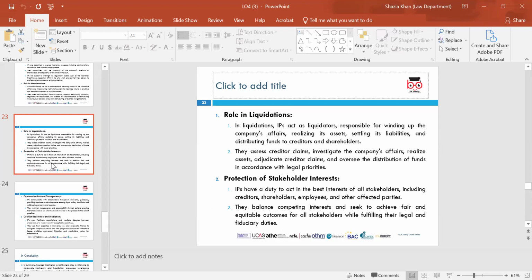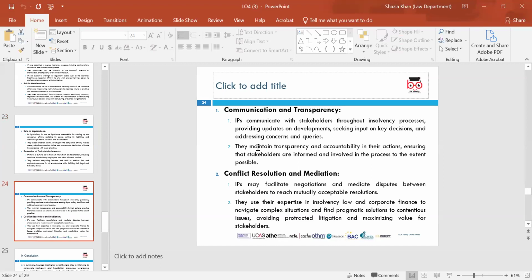The protection of stakeholder interests. IPs have a duty to act in the best interest of all stakeholders, including creditors, shareholders, employees, and other affected parties. They balance competing interests and seek to achieve fair and equitable outcomes for all stakeholders while fulfilling their legal and fiduciary duties.